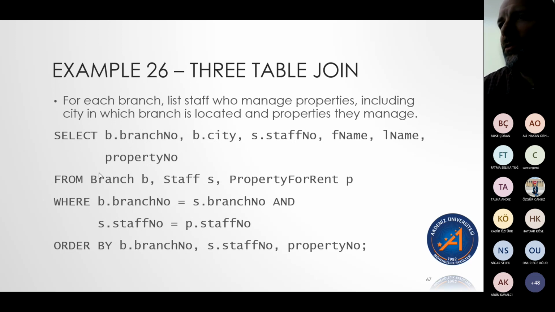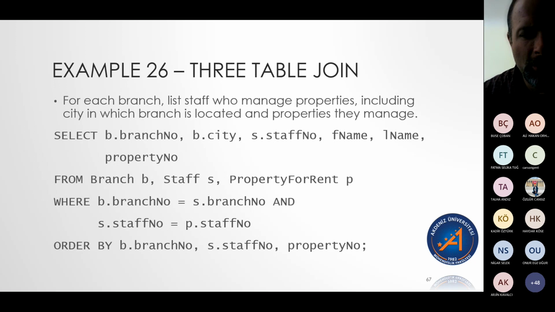Okay, we can join 3 tables together. Branch B, staff S, property for rent P. Now notice that we have 2 connections in our where clause now. The branch number to the staff branch number, and the staff number from staff to the staff number from property for rent. Okay. It's not always 1-to-1, or it's not always going to be like, oh, 3 tables, therefore there has to be 2 of these. It might be more, right?